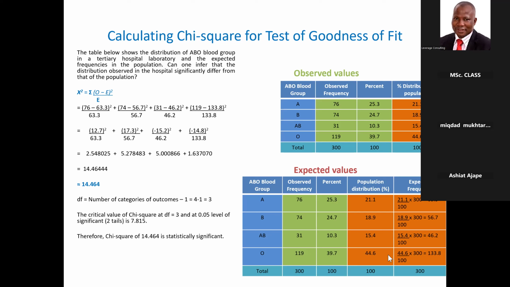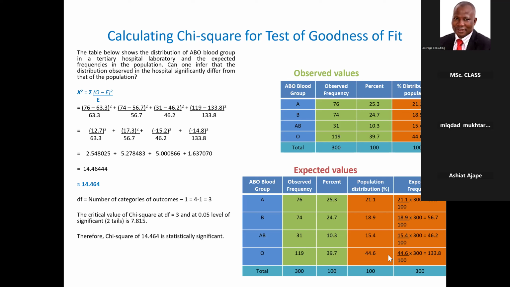Then you want to get your expected value. To calculate the expected value, it's very simple. They didn't give you the frequency, they just gave you the percentage. So all you need to do is apply that percentage to your own study population, which is 300.